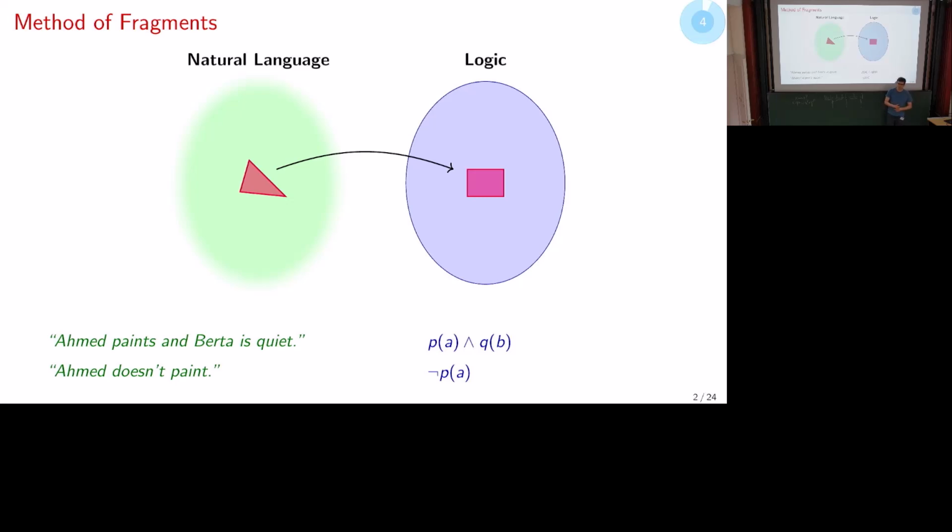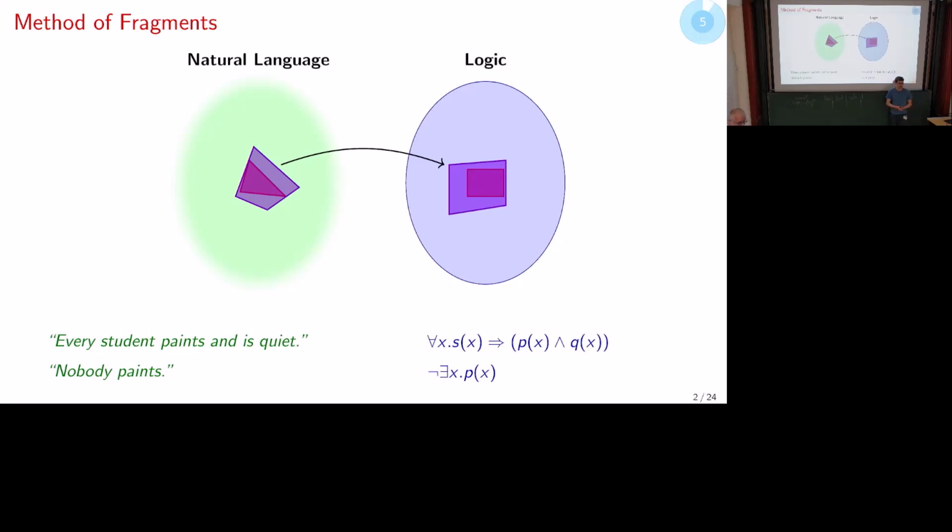The very first, very simple, boring fragment: we could choose simple sentences like "Ahmed paints" and "Bertha is quiet", and say that corresponds to P(a) and Q(b). I use P for paint and Q for quiet and so on, because I like those letters. So here we use something like propositional logic as our little fragment. And then we can start growing the fragment.